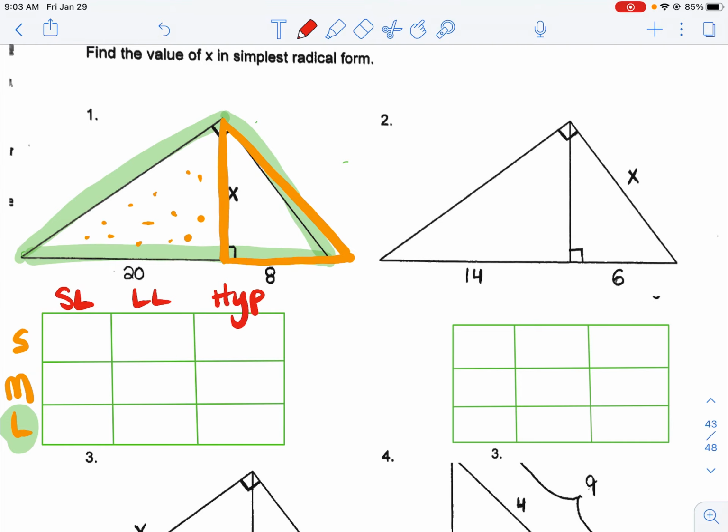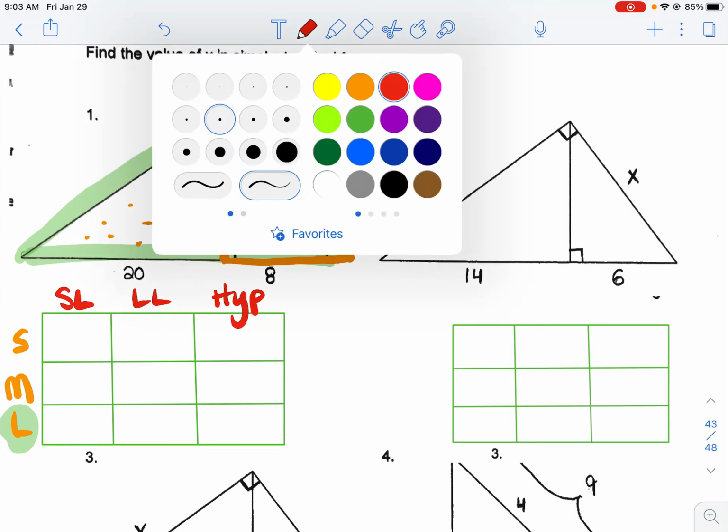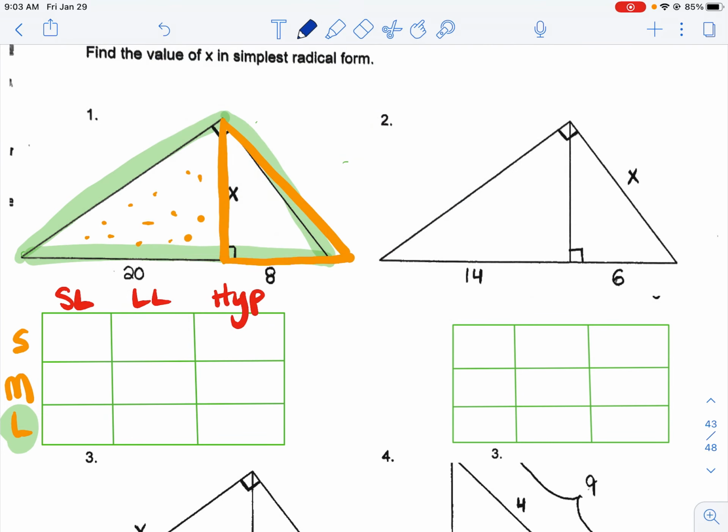Now the nice thing is you guys are going to have your notes to help you sort of recreate this if you need help with it. So let's fill in our table. So I'm looking just at the small triangle. Let me just highlight it in. We're looking just at this guy. So we have the short leg here. The long leg is this X. We don't know the hypotenuse, so I'm just going to leave it blank.